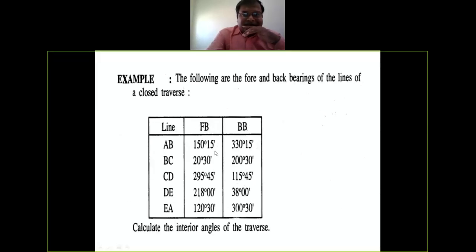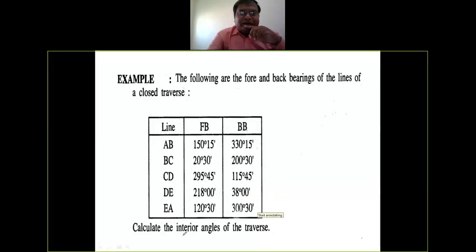Okay, so you can see one example I have taken here. Line is given, forebearing is given, backbearing is given. Lines you can see here: AB, BC, CD, DE and EA. Forebearing is given as 150 degree 15 minute, 20 degree 30 minute, 295 degree 45 minute, 218 degree 0 minute, 120 degree 30 minute. In the same way, back bearing is given as 330 degree 15 minute, 200 degree 30 minute, 115 degree 45 minute, 80 degree 0 minute and 300 degree 30 minute.